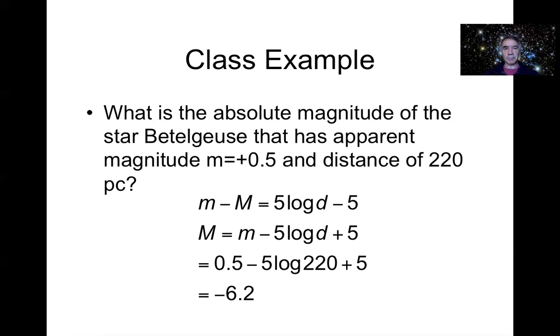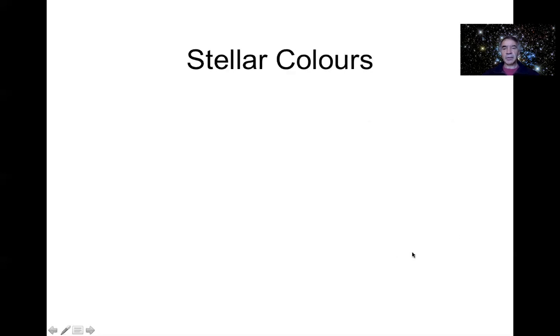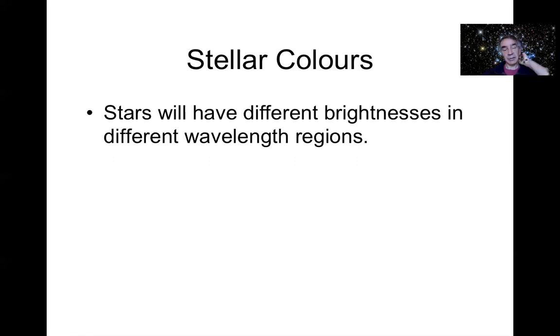Okay, let's move on. So the last topic in this lecture is to come back to our question about colors of stars. We saw before that they seem to be related to temperature. But now we can use the magnitude system to quantify stellar color. So that's where we're going now.